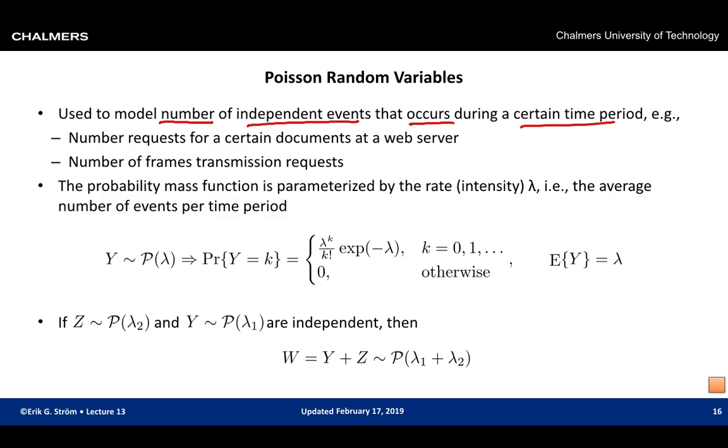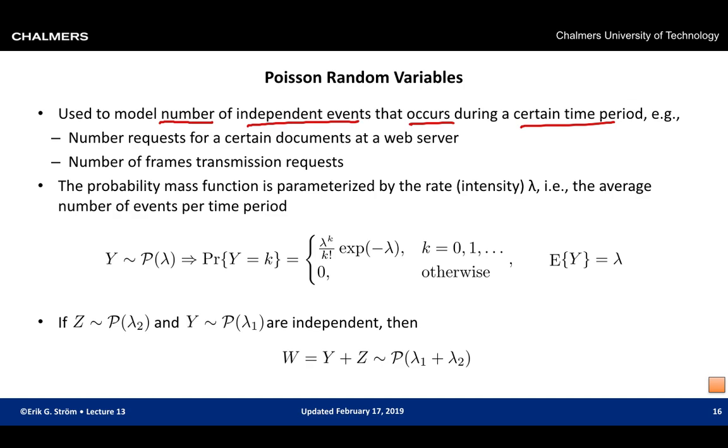Okay, so now if we think of having 2 random variables, z and y, and they are Poisson with different intensities, it turns out that the sum of the number of events, y plus z, which is w, is also Poisson with an intensity which is the sum of the intensities.